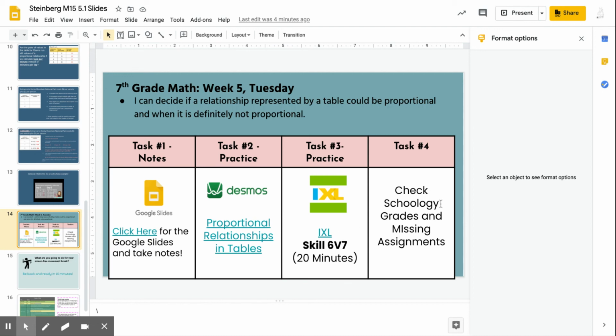And then I noticed some of you are missing assignments or they're not completed. So just checking your grades on Schoology, I think, would be a great thing to do at this time to make sure that you're all caught up. That is what today's activities look like. Let me know if you have any questions by email.